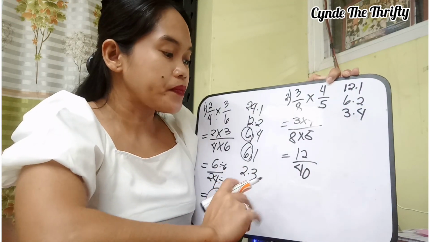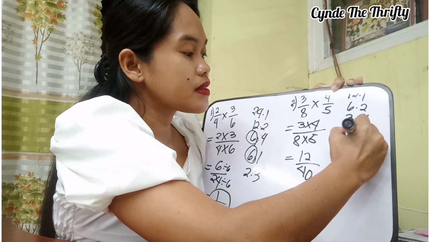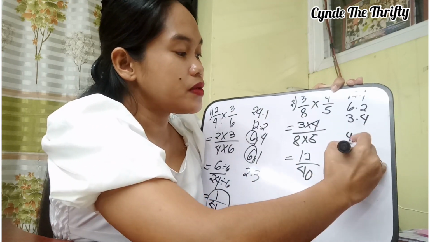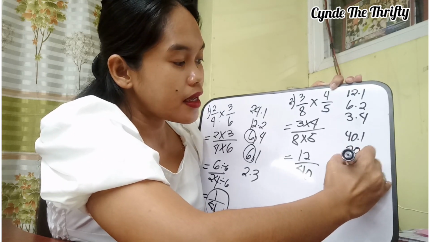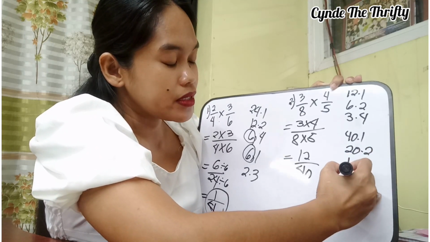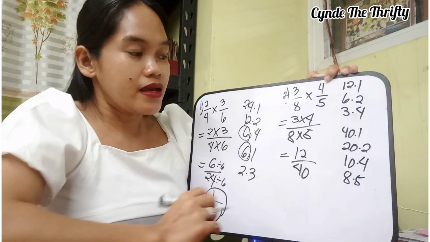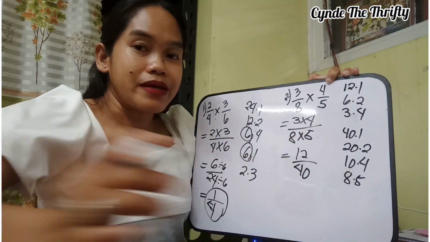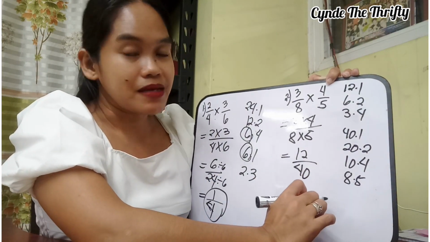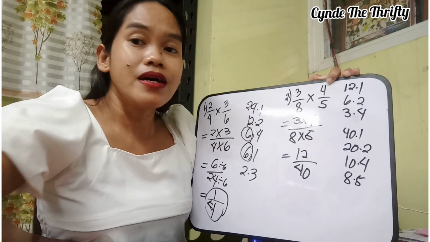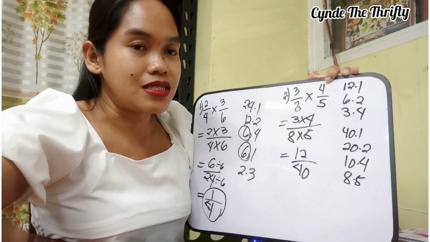So, 12 pa rin. Sa 40 naman tayo. So, sa 40, 40 times 1 equals 40. 20 times 2 equals 40. 10 times 4 equals 40. 8 times 5 equals 40. Or 1 times 40, 2 times 20, 10 times 4, or 4 times 10, and 5 times 8, 40 pa rin yung sagot. So, ang hahanapin natin is ang kanilang greatest common factor or ang GCF.